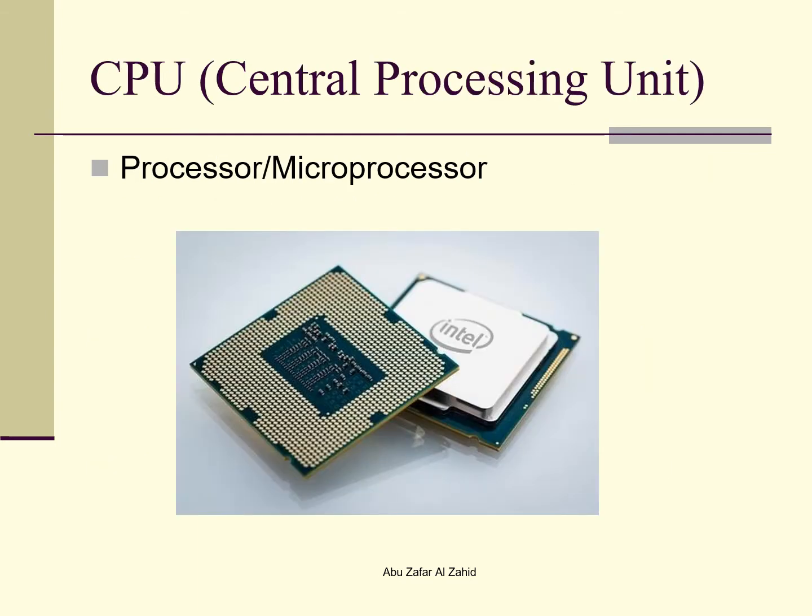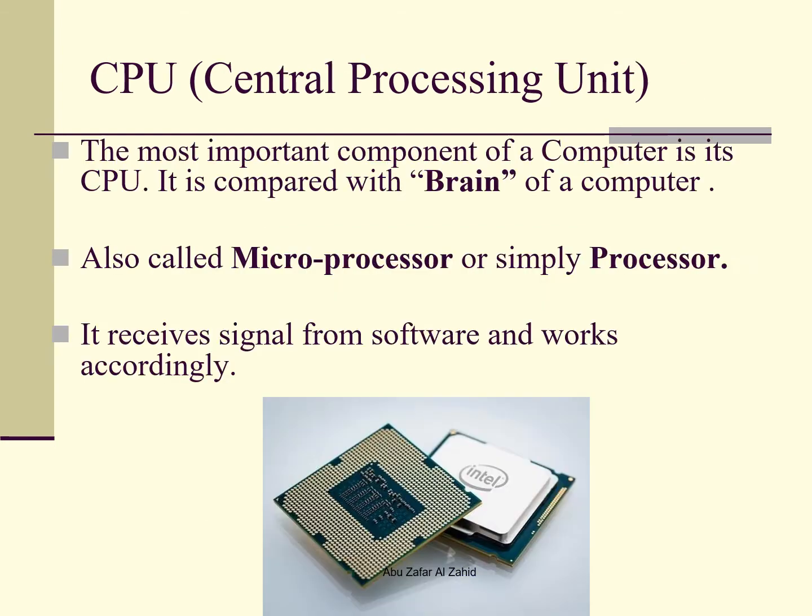CPU, Central Processing Unit. Basically, the microprocessor or processor part of the computer is known as CPU. CPU is the most important component of a computer. It is like the brain of the computer. Sometimes we call it microprocessor or processor. It receives signals from software and works accordingly.